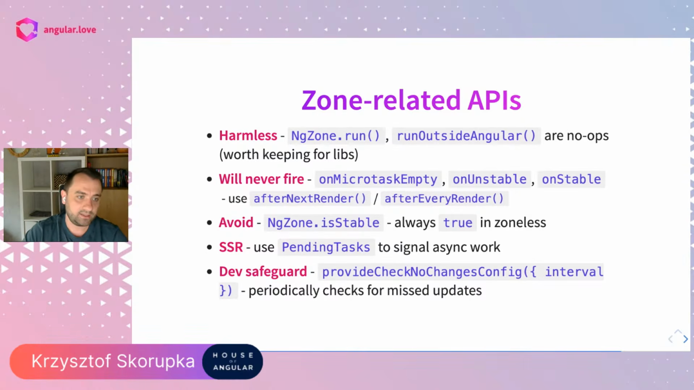And there is also one nice addition, which is provideCheckNoChangesConfig. You can add this to your providers and specify an interval. This will periodically check the application if there are maybe some changes coming to your state that will not be caught by zoneless, but would still cause an update of the UI in a Zone.js scenario. So let's say you have a setTimeout, and you just change a regular component property in there to some other value, and it is read in the template, but it is not a signal, and you didn't use markForCheck or anything like that. This will be caught by that, and you will be warned that, hey, there is something going on, and it could be missed by Angular.